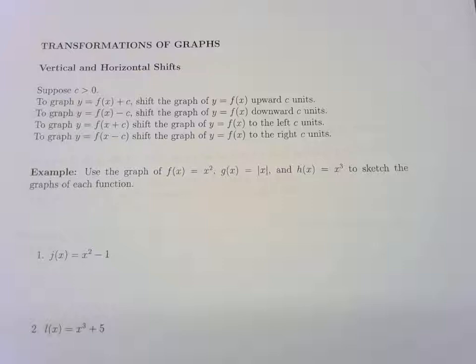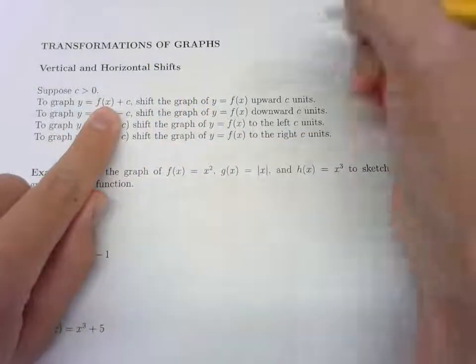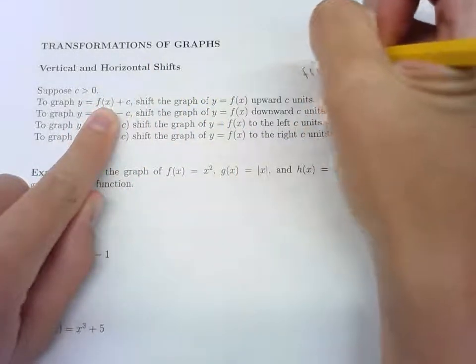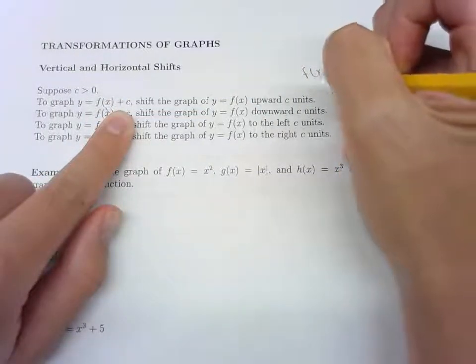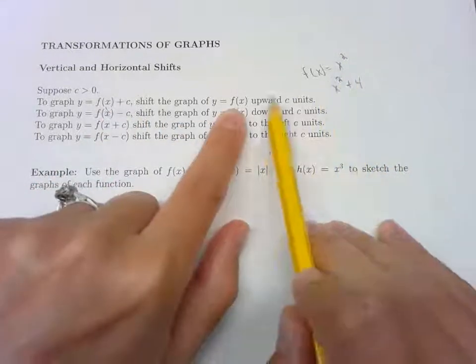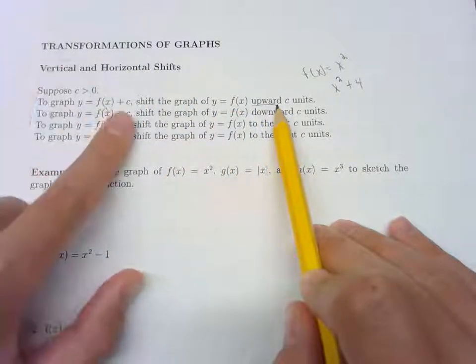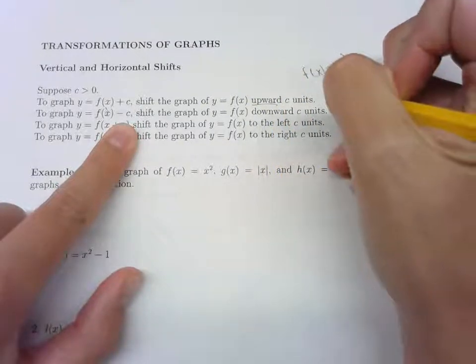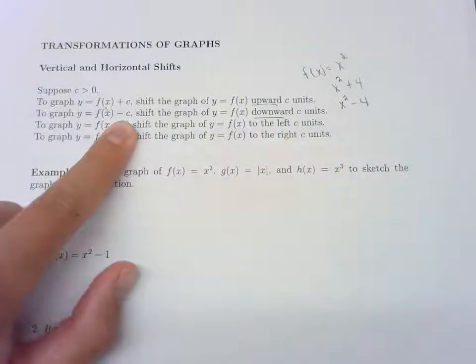Okay, so to graph y equals f of x plus c, shift the graph of y equals f of x upward c units. You're going to be given a base function f of x, and this could be something like f of x is x squared. Then f of x plus c might look like our base function x squared plus something like 4. So we're going to take our base function x squared and move it up 4 units. To graph y equals f of x minus c, that might look like x squared minus 4, we're going to shift the graph down 4 units.